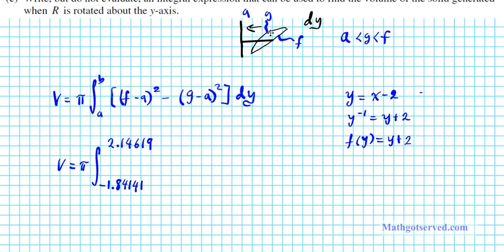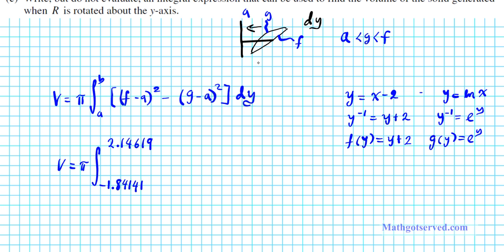Now the other function, that logarithmic function, y equals ln x, can be expressed in two forms. If you want to express this using the inverse, you're going to have y inverse equals e to the y. So these two functions are exactly the same thing. In the context of this problem, we're going to have g of y equals e to the y.